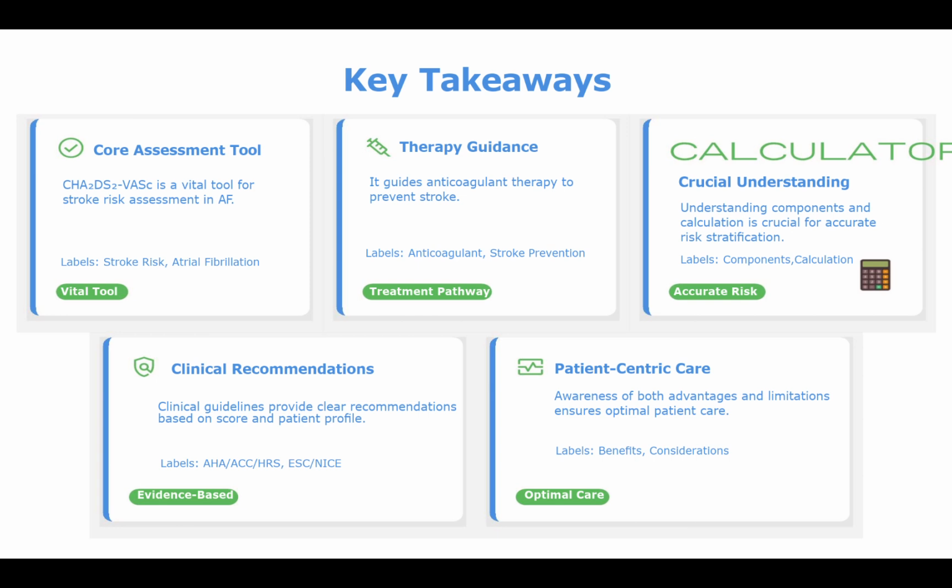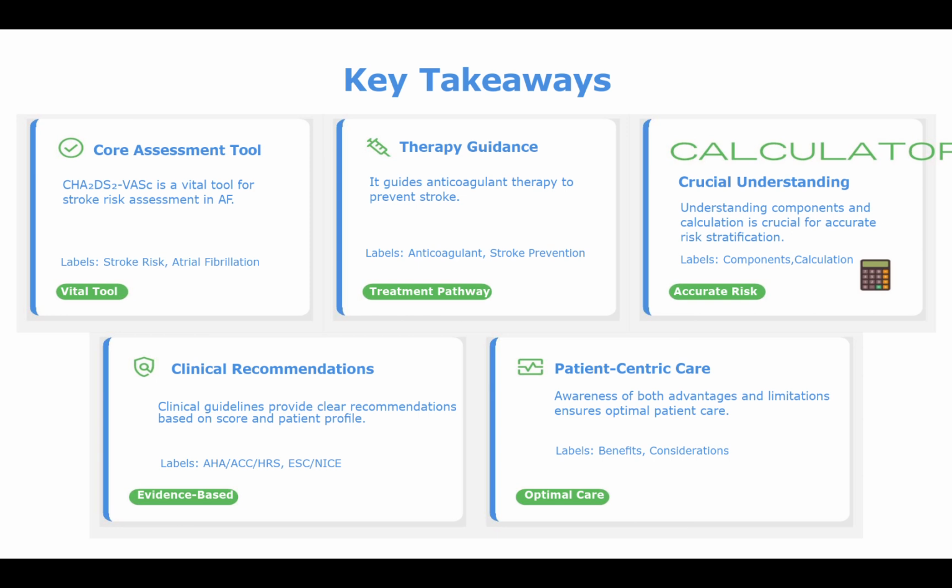Thirdly, a thorough understanding of its components and accurate calculation is absolutely essential for proper and reliable risk stratification. The precision in its application directly translates to better patient care. Fourth, clinical guidelines provide clear and actionable recommendations based on the score, always integrated with the individual patient's unique profile, thereby directing the most appropriate management strategies.